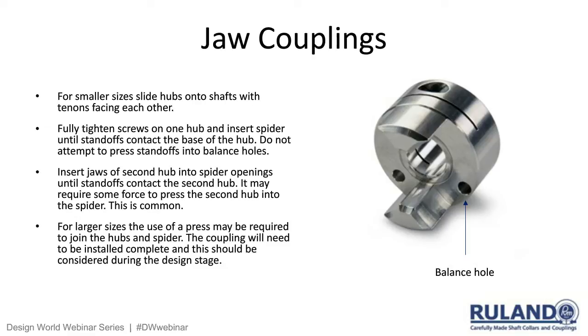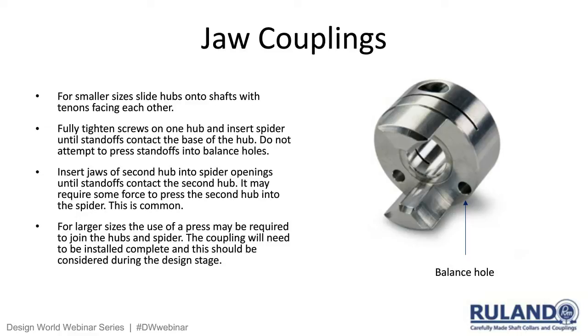This is common. Ruland jaw couplings are curved jaw, zero backlash couplings. It is a press fit on the spider. These do not go together easily, and that's intentional. There needs to be a compression fit, if you will, to maintain zero backlash, so there is no clearance, so there is no error. Larger sizes, you might have to use a press to put them together. And again, if you look at the face of the hub in the picture, there's a standoff on the spider, a nub, if you will, which is an installation aid.